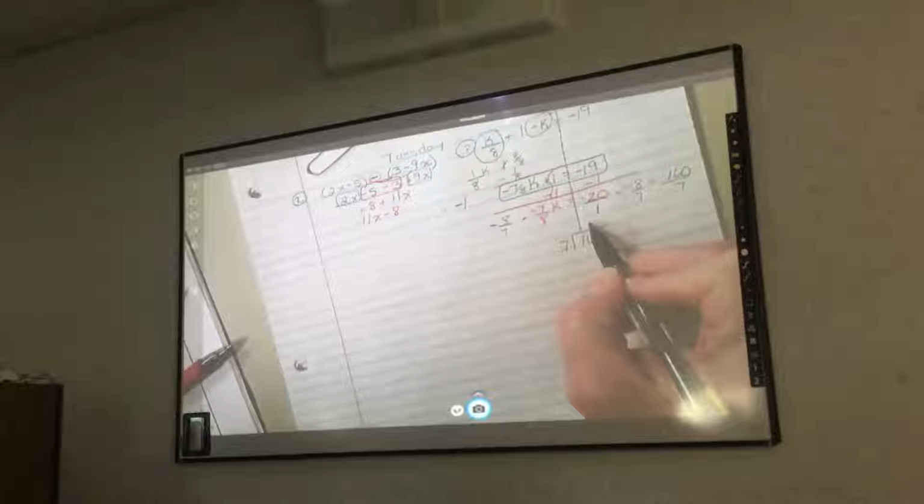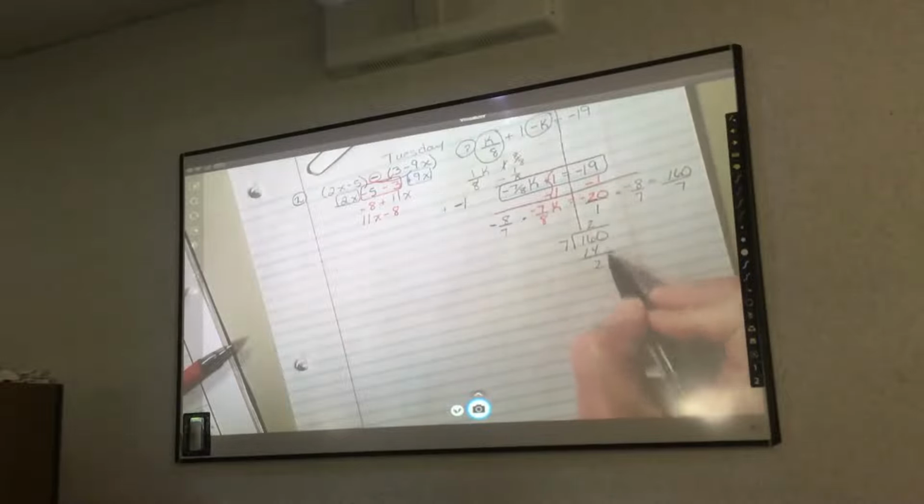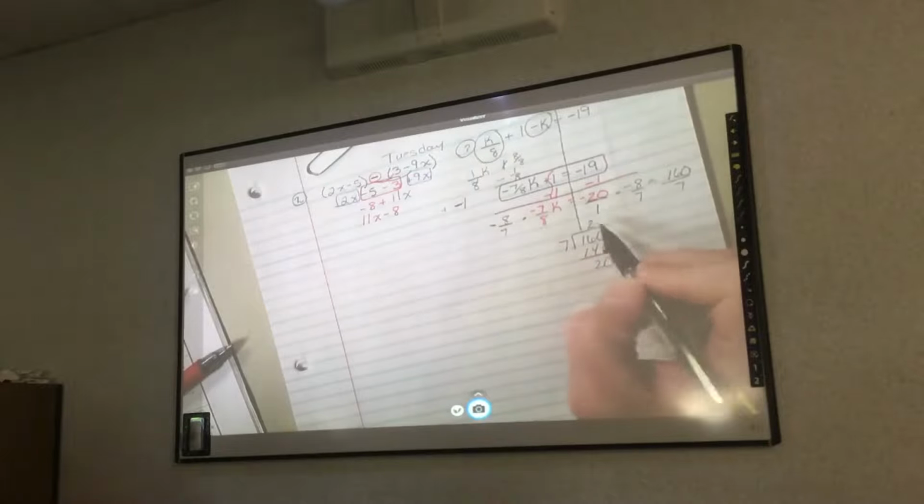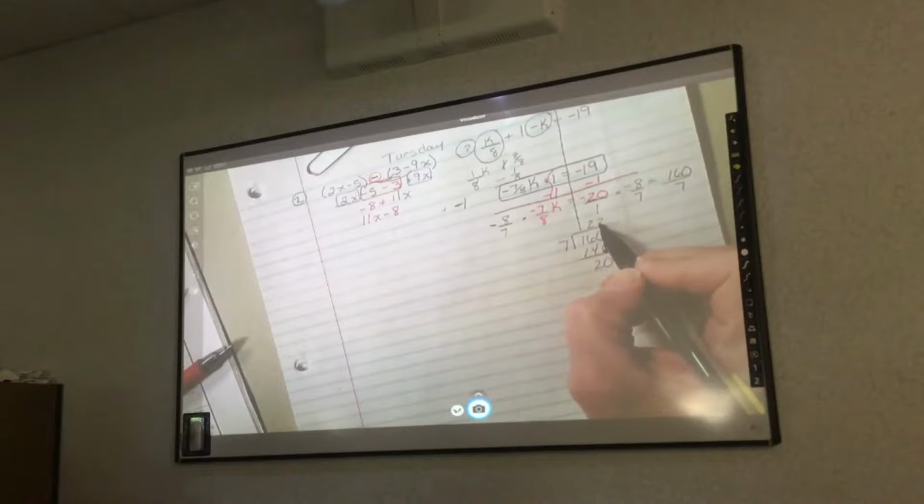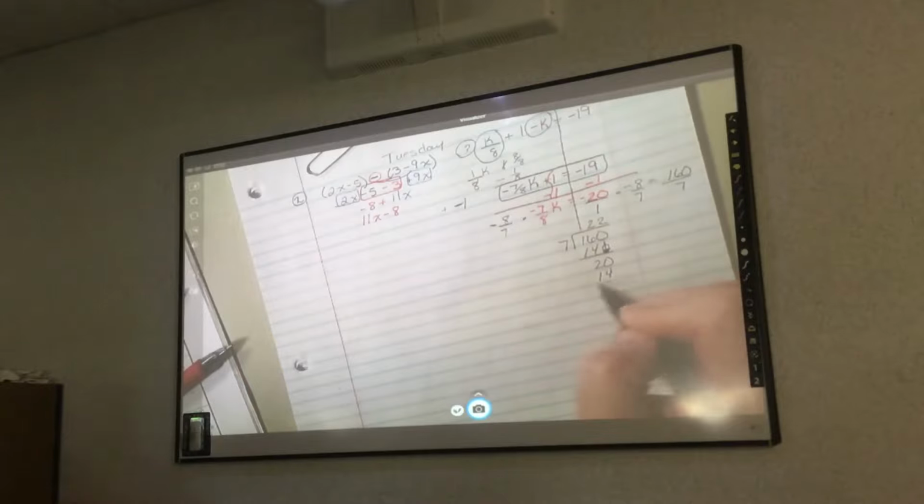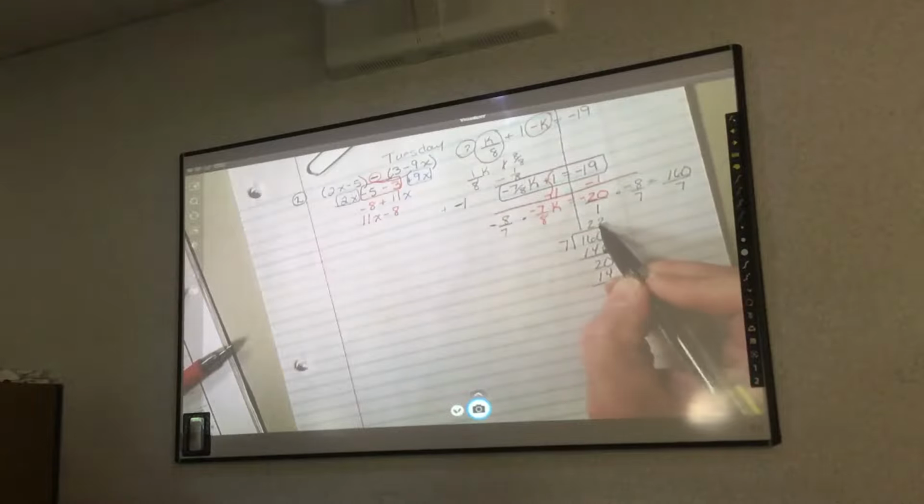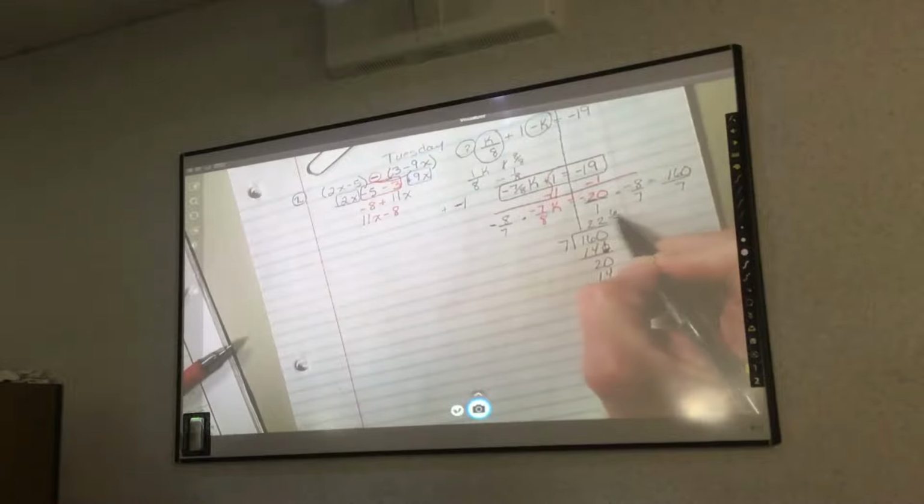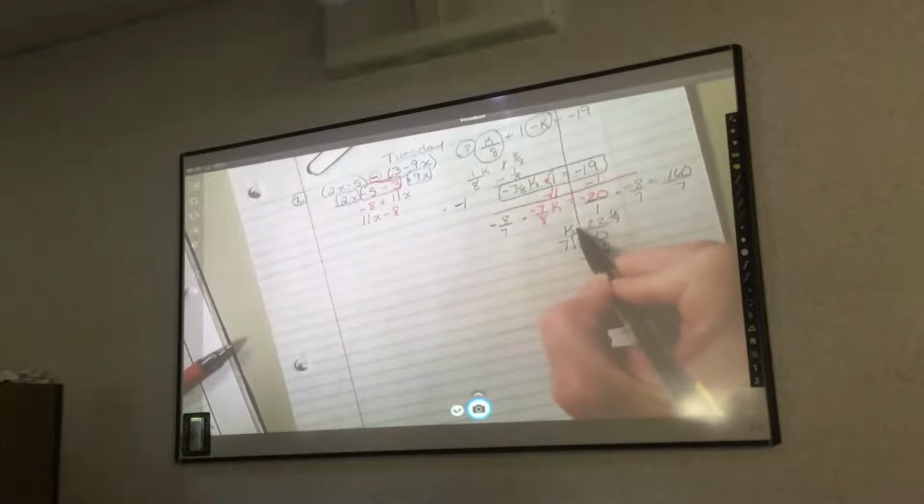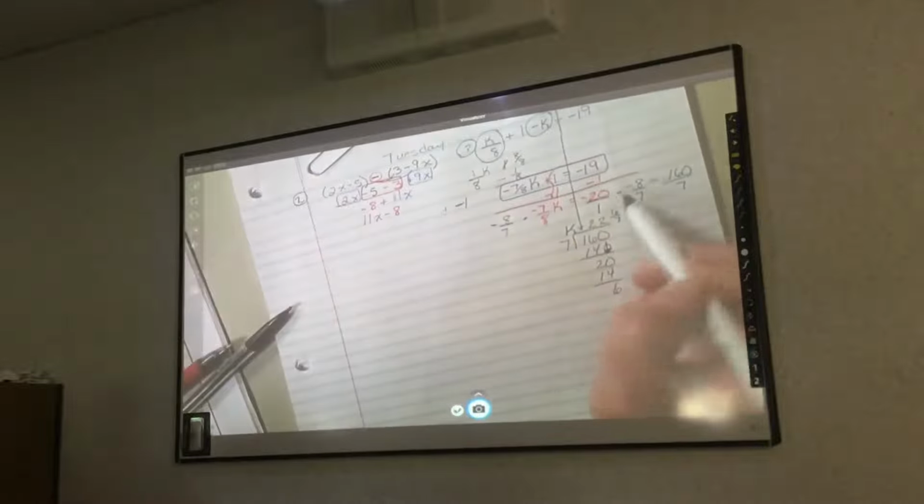7 goes into 16 twice. 2 left. I'll bring down that 0. 7 goes into 20. How many times? 2 times again. But then that's 6 left. So it's going to be 22 and what? 6/7. So K equals 22 and 6/7.